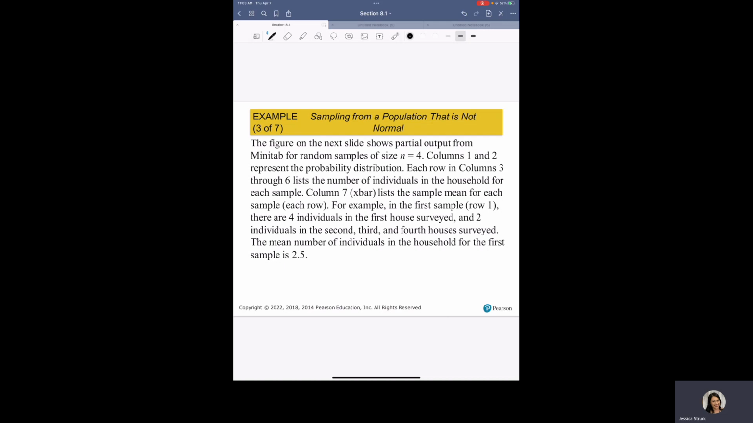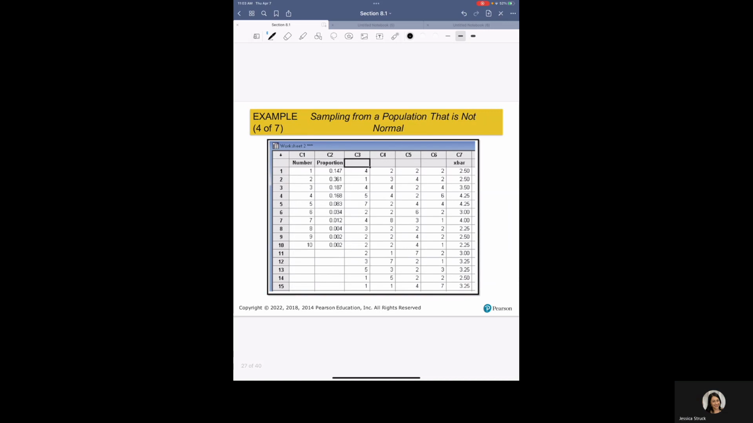Okay, this slide that I'm on right now is just a breakdown of the slide to come, so I'll explain it for you. Here's the table we saw in table 1: the number of people that could be in your household with their corresponding proportions. Then here are all our different samples. In our first sample, we take a sample of 4, and that first household has 4 people. The next 3 households in that sample have 2, 2, and 2 people. So this is sample 1. This is sample 2.